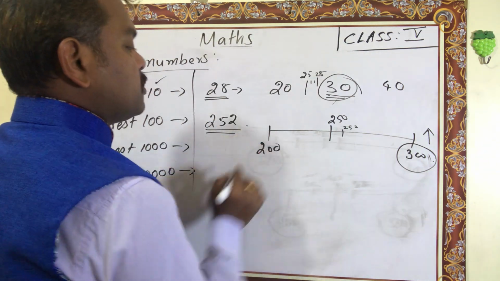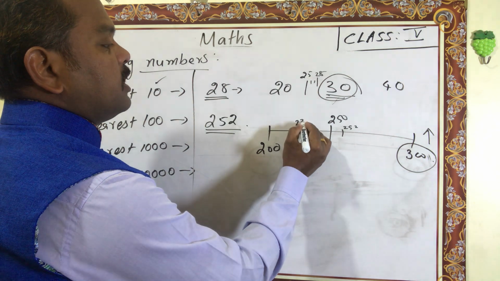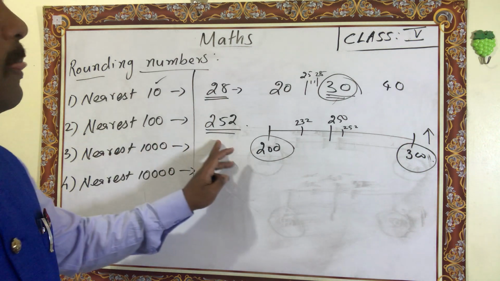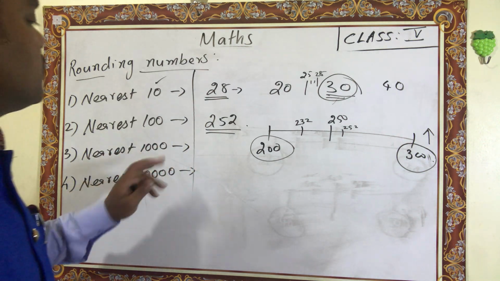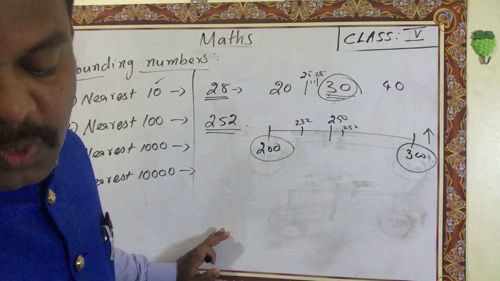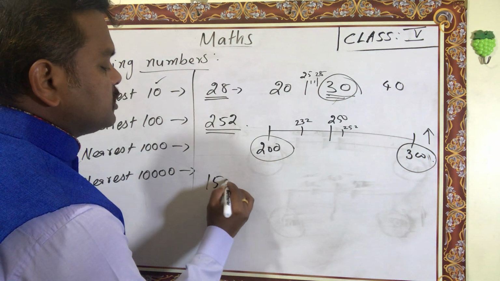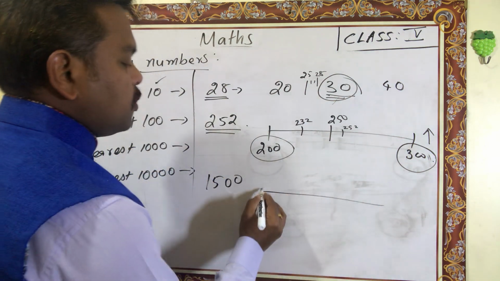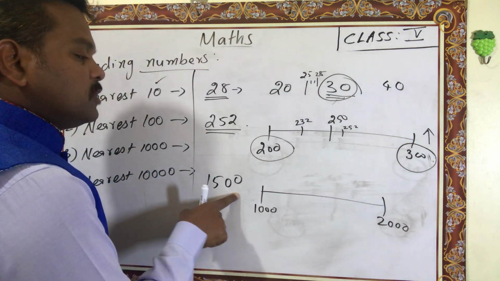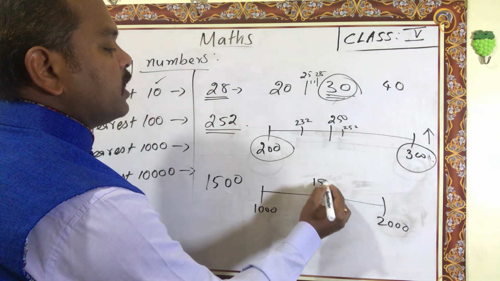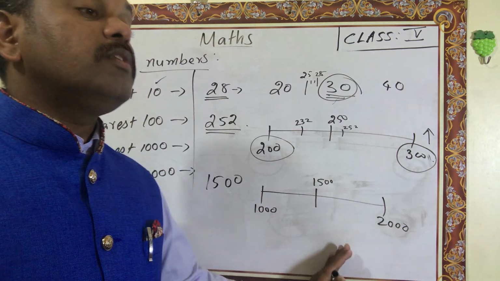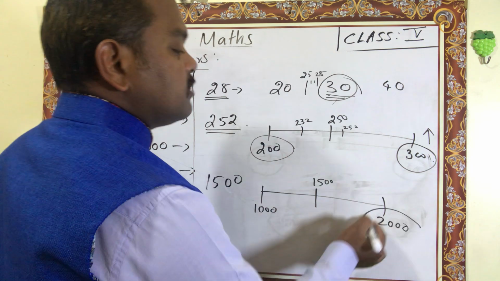So 300 is the answer. Sometimes our question is 232. What will be the answer? 200 will be the answer. So this is nearest 100. This is very easy topic. Then nearest 1000. Our question is 1500. So 1000 will be here and 2000 will be here. 1500 is in the middle. So for half and more than half you have to take the upper number. So 2000 will be the answer.